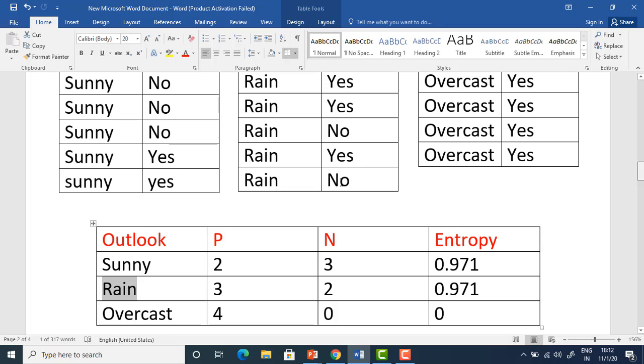Negatives are 1 and 2. So the same thing I have specified here. You can substitute these P and N values in the given entropy formula and calculate the entropy value. We have got the entropy value as 0.971.